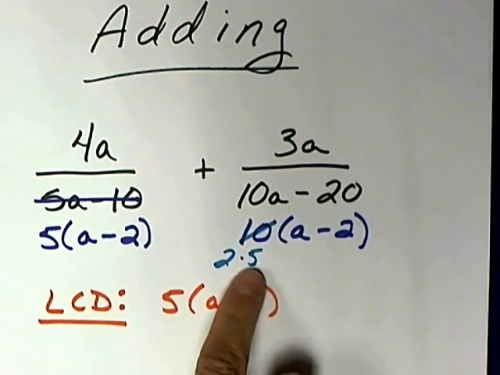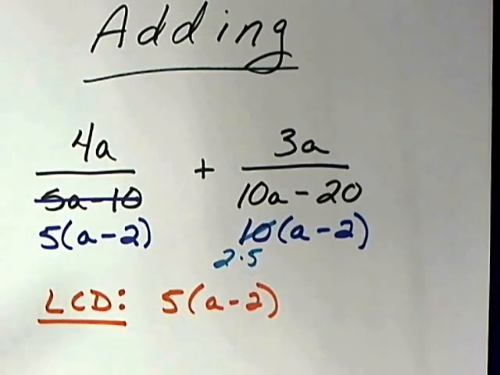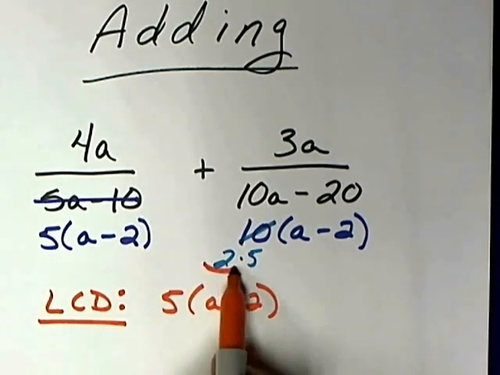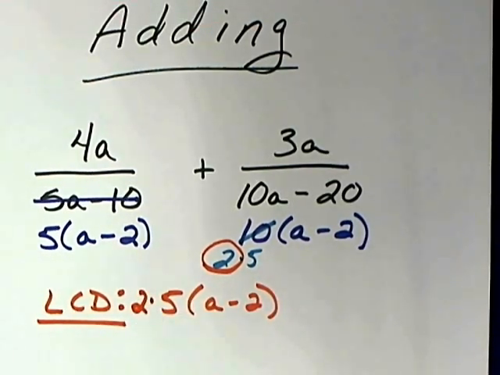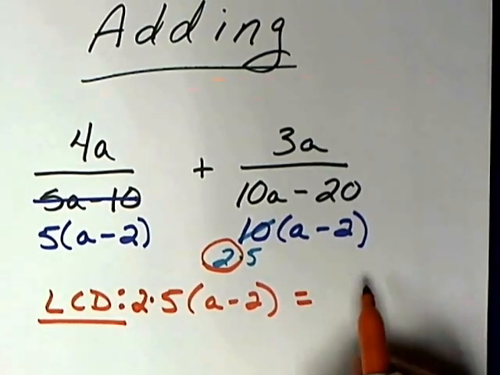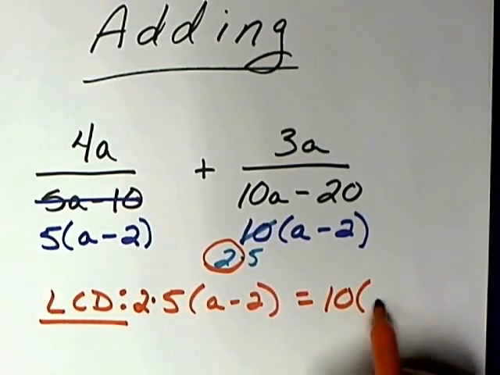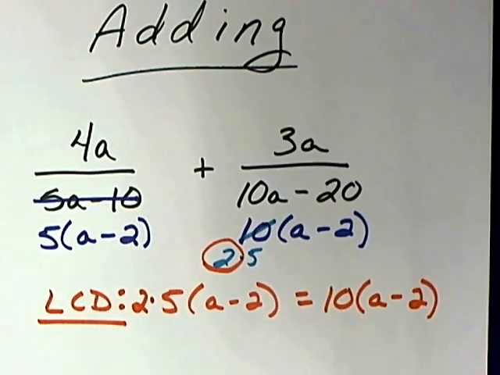So there's a shared factor of 5 already, so I don't need to repeat the 5. I just need the remaining factor of 2. And it's being multiplied to everything else. Well, those are just regular old numbers, so we can multiply those. So my LCD is 10 times a minus 2. All right, so now we found our LCD.